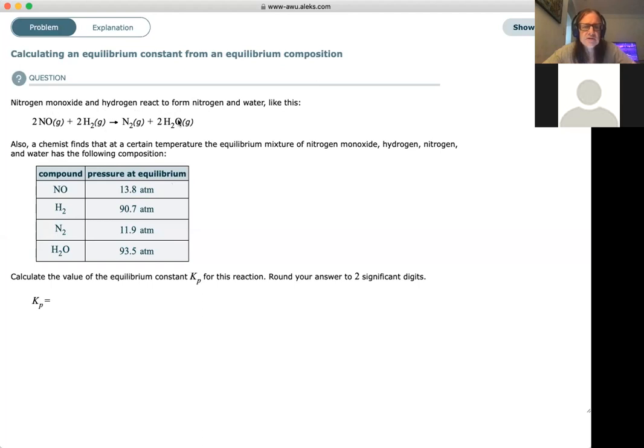They're all gases, so we can do Kp. Also, a chemist finds that at a certain temperature, the equilibrium mixture of nitrogen monoxide, hydrogen, nitrogen, and water has the following composition. So these are all at equilibrium. Calculate the value of the equilibrium constant Kp for this reaction. All right, so let's try this one. Okay, we have 2NO.